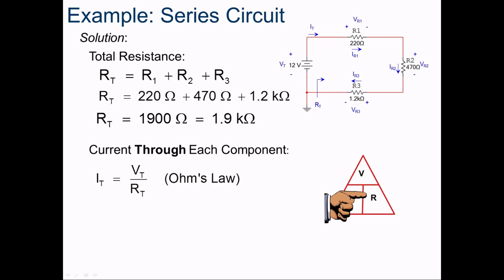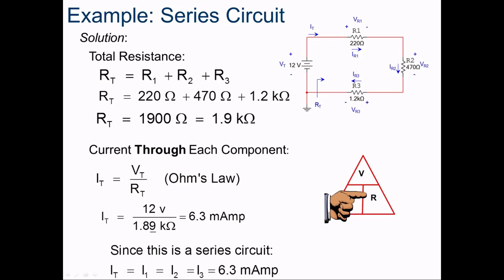Current through each component. Well, remember Ohm's law? Current is voltage. If I want current through each component, I need to find out current total equals voltage total over resistance total. Current total equals 12 volts over resistance total, we just found that out, 1.9 kiloohms, equals 6.3 milliamps. Well, what would have happened if I had used 1900 instead of 1.9? Then I would have gotten amps, not milliamps.